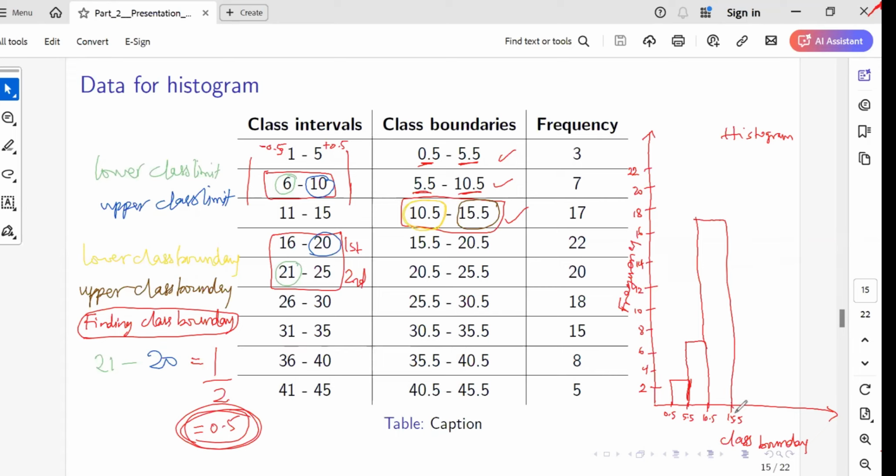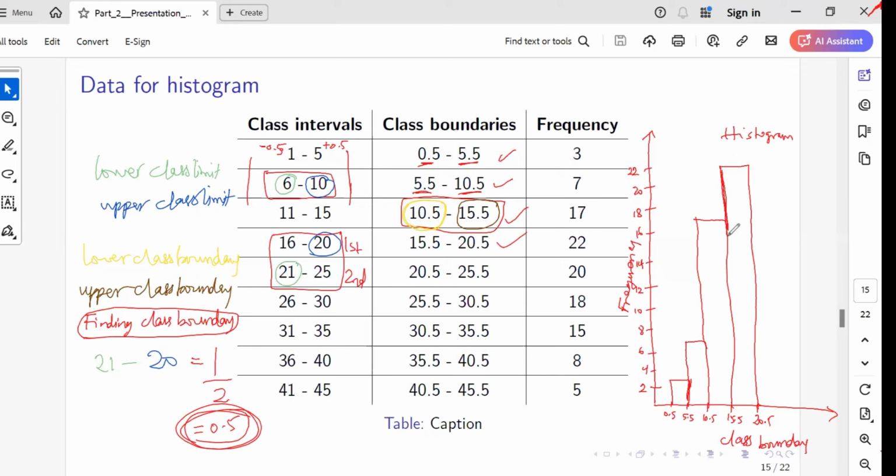The next class is 15.5 to 20.5, and the frequency is 22. So for 22, I come here and then down. Please let them join, because I'm sketching.